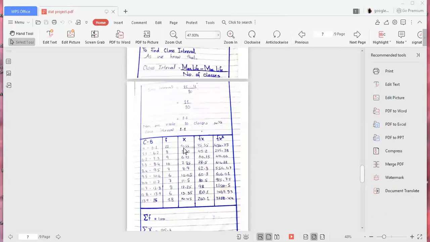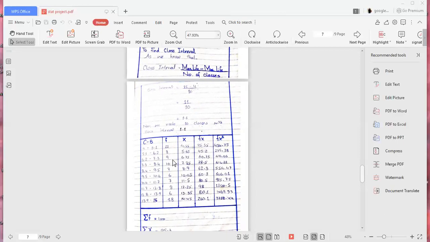Now for x, how to find x? Add 4 plus 5.1 and then divide it by 2. You get the value of x because it is a midpoint, 4.55. Then add 5.1 plus 6.2 divided by 2, you get 5.65. Similarly, you calculate all these values, 7.85, 8.9, 10.05, by the same method.